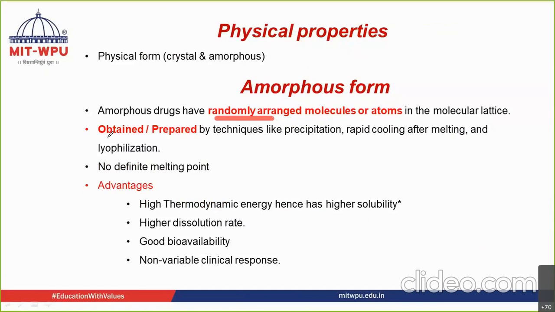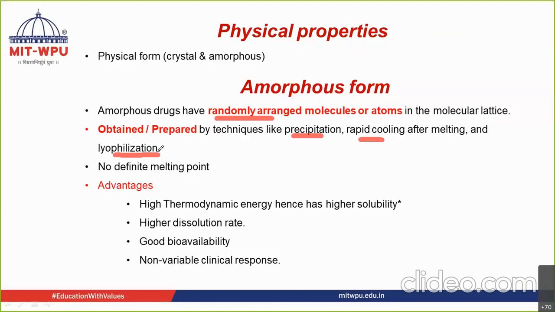How are they obtained? How are they prepared? They can be prepared by different techniques like precipitation, by rapid cooling, and by lyophilization. So these are the different techniques used for preparation of an amorphous form. If you use these techniques, the product that you get is an amorphous form of a substance.